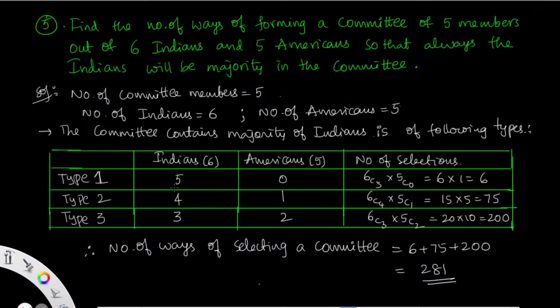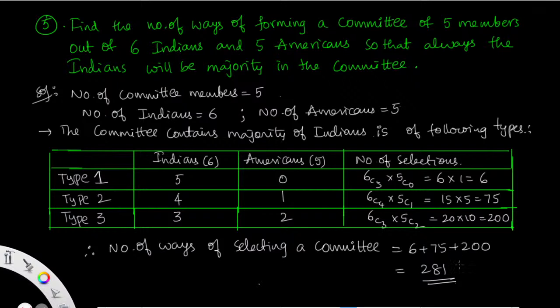Out of 6 Indians, we are selecting 5, meaning 6C5. Out of 5, we are selecting 0, nothing, meaning 5C0. 6 Indians, selecting 4, means 6C4. And 5 Americans, selecting 1, means 5C1. And here 6 out of 3 means 6C3. And here 5C2. That is 675 total calculation.